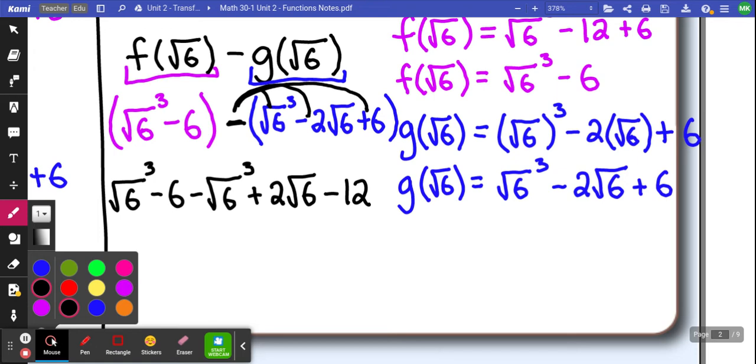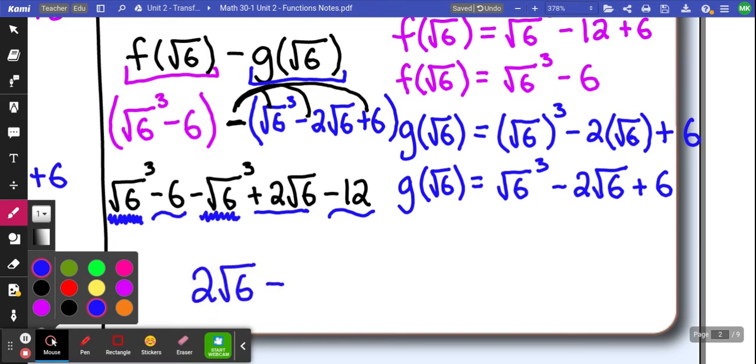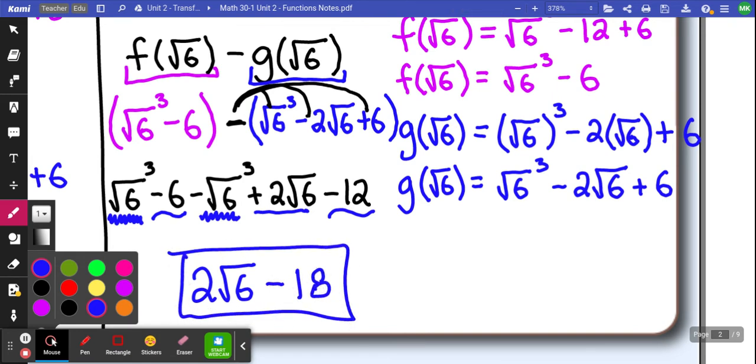And I do have some like terms, which will make this look a little nicer. Root 6 cubed minus root 6 cubed would equal 0, so no need to write those anymore. Minus 6 minus 12 could go together, and the 2 root 6 would be by itself. My answer would be 2 root 6 minus 18. And that's as an exact value.